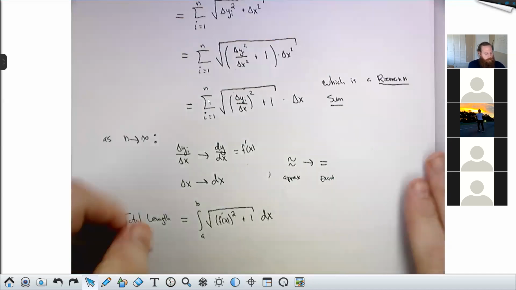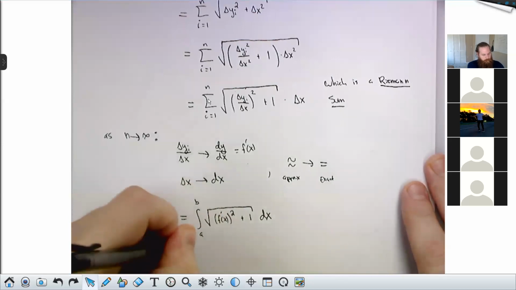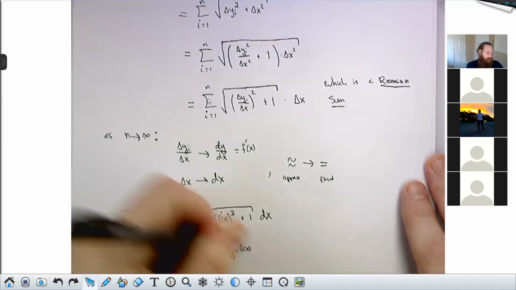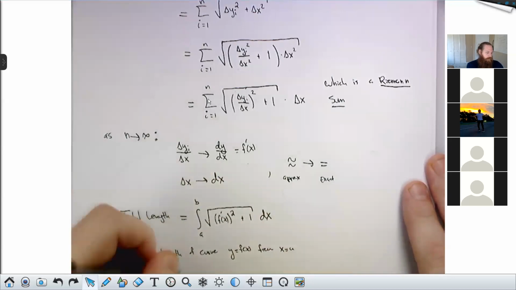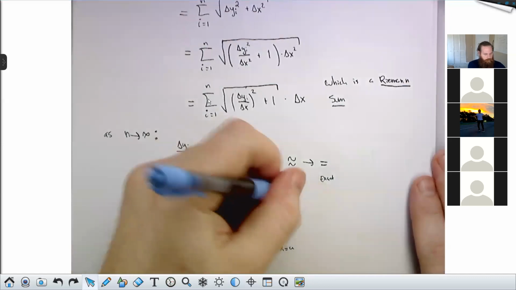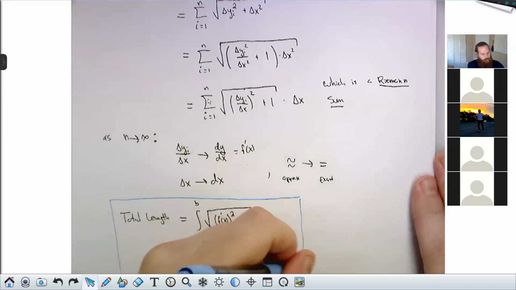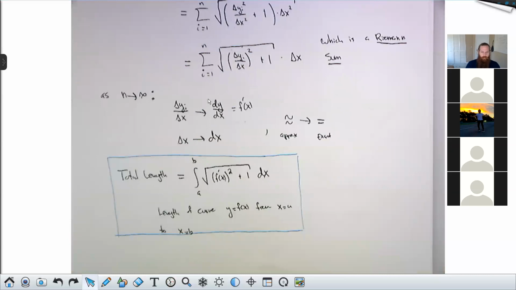Okay, so this is the length of the curve y equals f of x from x equals a to x equals b. We got to remember this. Of course, for this to work, f needs to be differentiable so that f primed exists. But that's okay. That's not a terribly rough restriction. Most of the functions we play with are differentiable.